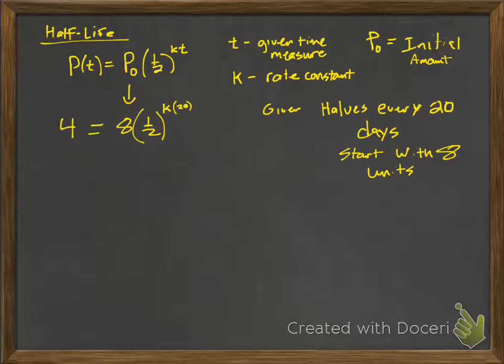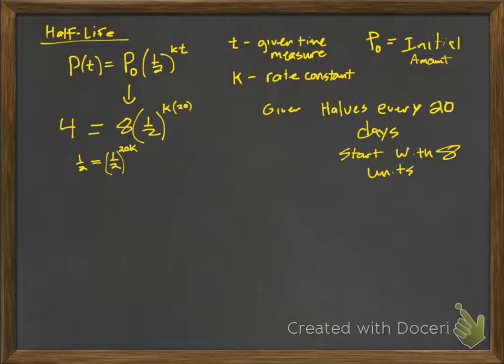That actually has to do with how fast this thing halves. We know that you'll get a 4, which is half of 8, the initial amount, after 20 days, when time equals 20. So you can put in that after 20 days you'll have 4, and you can use that to solve for k. As we go through the algebra, divide both sides by 8. You get 1/2 equals (1/2) to the 20k.